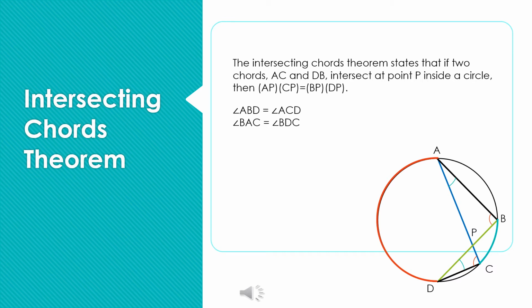Then we have triangle ABP is similar to triangle DCP because they have two sets of congruent angles, so the ratios of their sides are AP divided by DP equals BP divided by PC. Multiplying both sides of this equation by DP and by CP gives us AP times CP equals BP times DP.